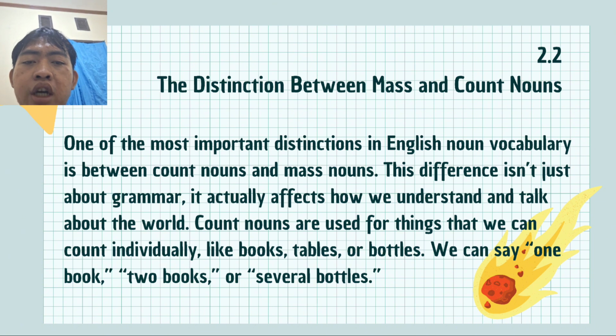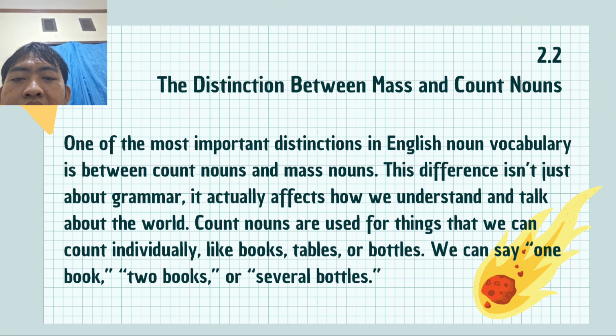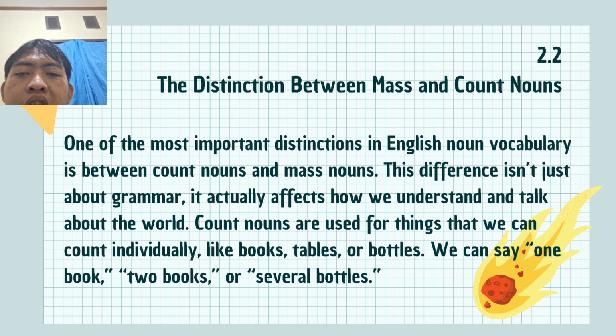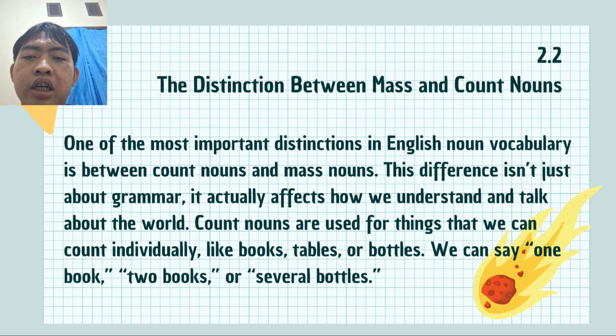Now, here it can get tricky. Some nouns can be both depending on context. Take chicken, for example. If I say there's chicken on the table, I'm talking about the food, that's a mass noun. But if I say I saw three chickens in the yard, I mean the animal, so that's a count noun.